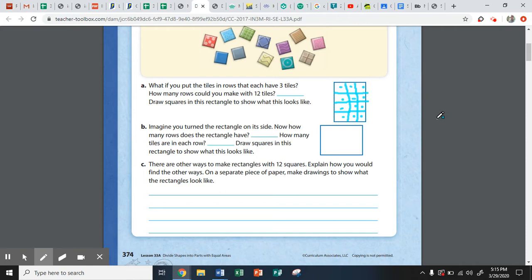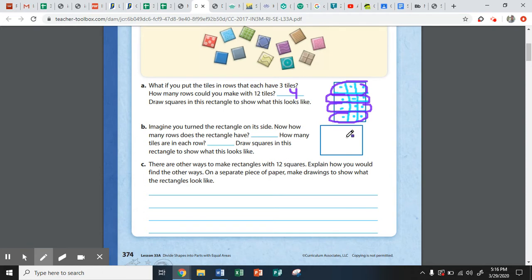So it says, how many rows could you make with 12 tiles? Well, if we had 3 in each row, we would have 1 row, 2 rows, 3 rows, and 4 rows. So the answer to this question would be 4 because there are 4 rows and 3 in each row. All right, B, imagine you turn the rectangle on its side. Now how many rows does the rectangle have? How many tiles are in each row? Draw squares in this rectangle to show what this looks like. So they're actually wanting this rectangle to be tipped over and turned on its side.